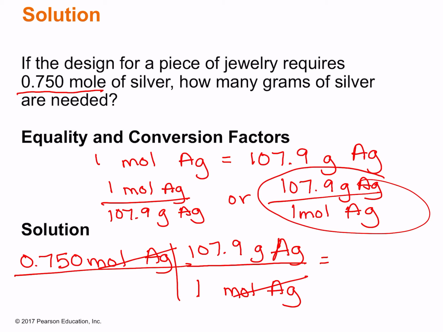So we do 0.750 times 107.9 divided by 1. That will get us 80.9 grams of silver, and that is our answer. So the molar mass can be used as a conversion factor in these train tracks.